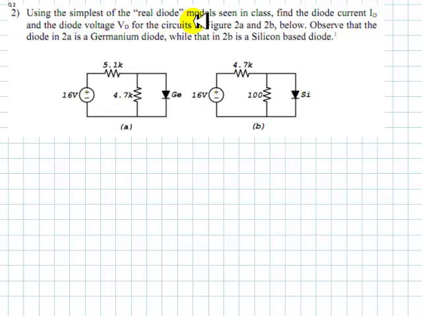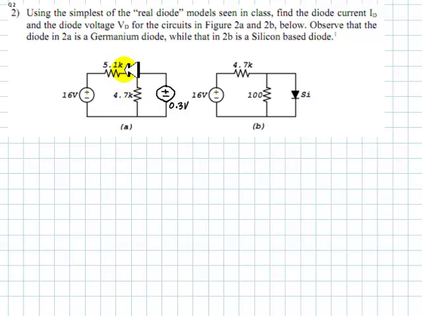The simplest of the real diode models seen in class is the one that represents the diode as a V source in series with an ideal diode. 0.3 volts for the germanium and 0.7 volts for the silicon. So I'm assuming this diode is conducting. It's behaving as a 0.3 volt V source, and we solve the network.